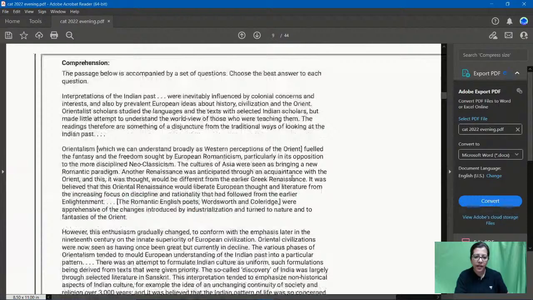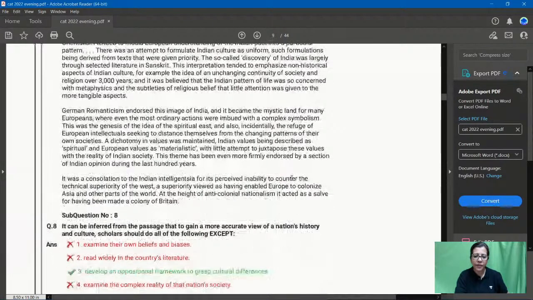Then I go down to the next one and I see: it can be inferred that to gain a more accurate view of a nation's history, scholars should do, so definitely this is the conclusion of the passage. What is the author's view? I'll take from the first and last paragraphs and come up with the author's conclusion: what will the author support, what will they not suggest, what will they conclude, what not. Got it? So after seeing the questions, I know that 3 are less devilish and one question, the second one or something, looks pretty devilish to me.